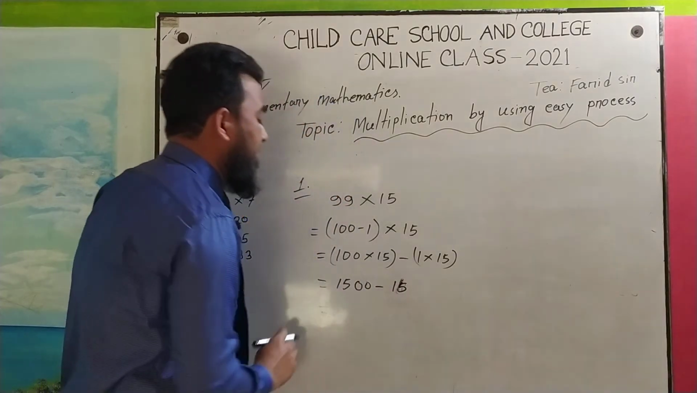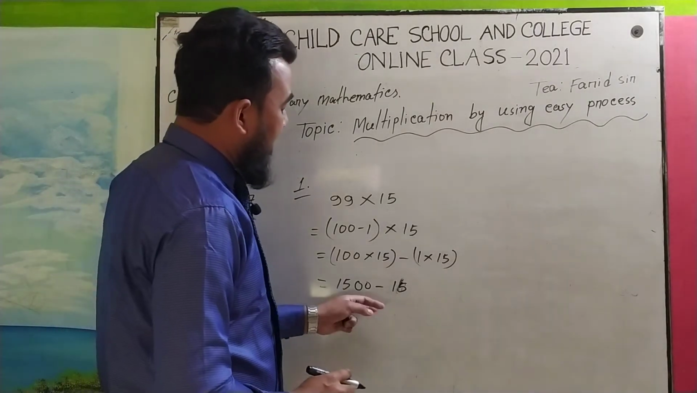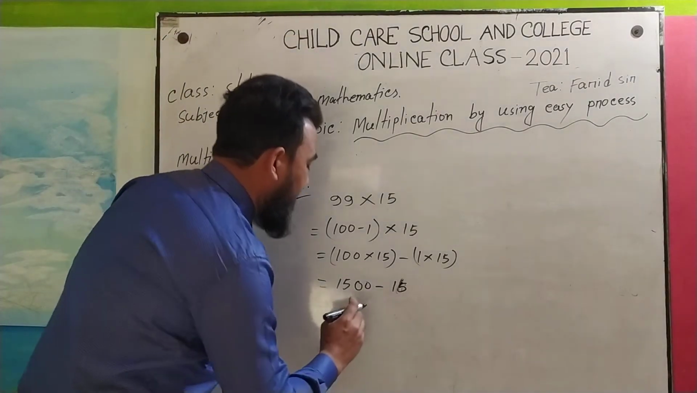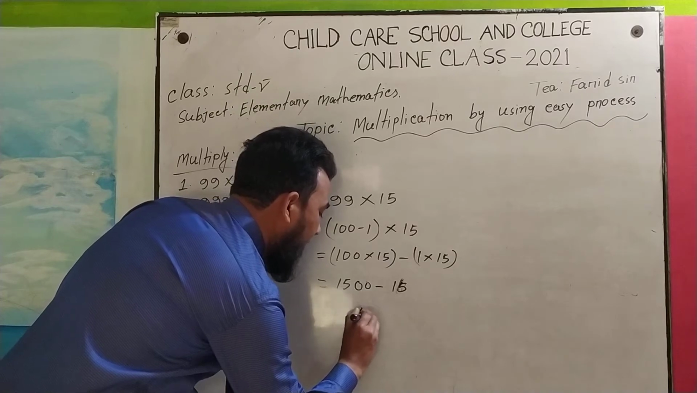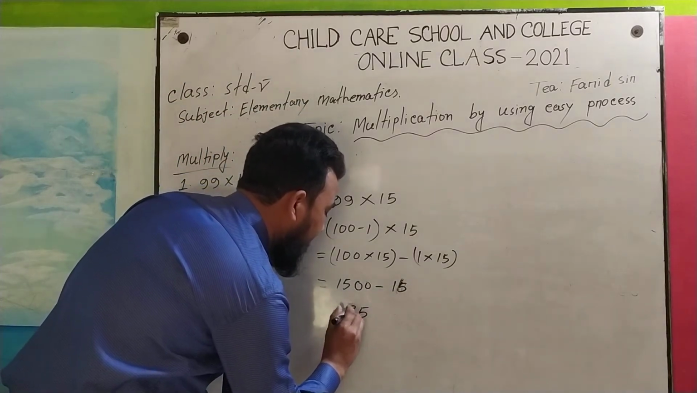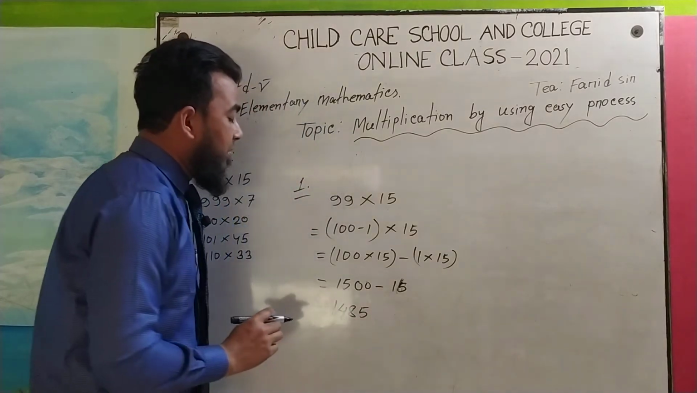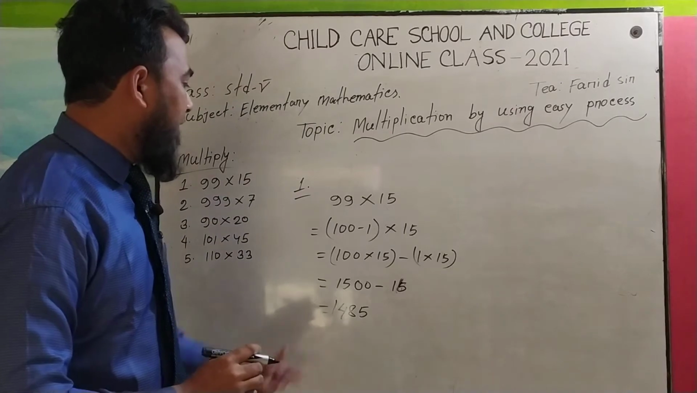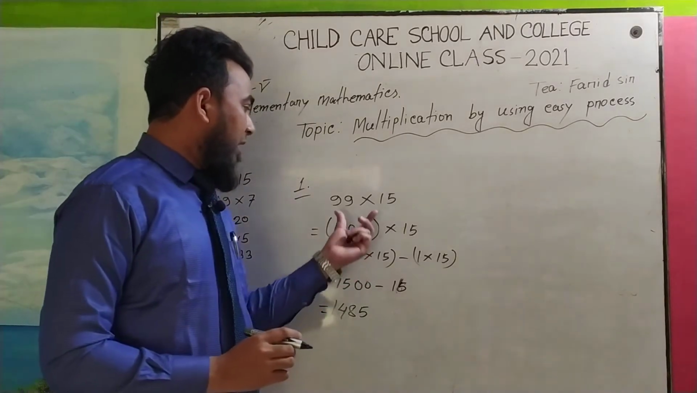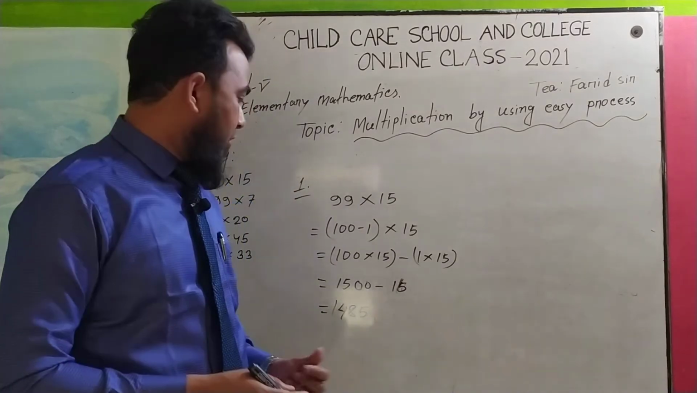Now we have to subtract here. Here is 0. If we take 10 minus 5, it will be 5, and 9 minus 1 will be 8, and here is 4, and here is 1. So 1485. Easily we can do this, and if we do this in our previous way, the answer is also the same.